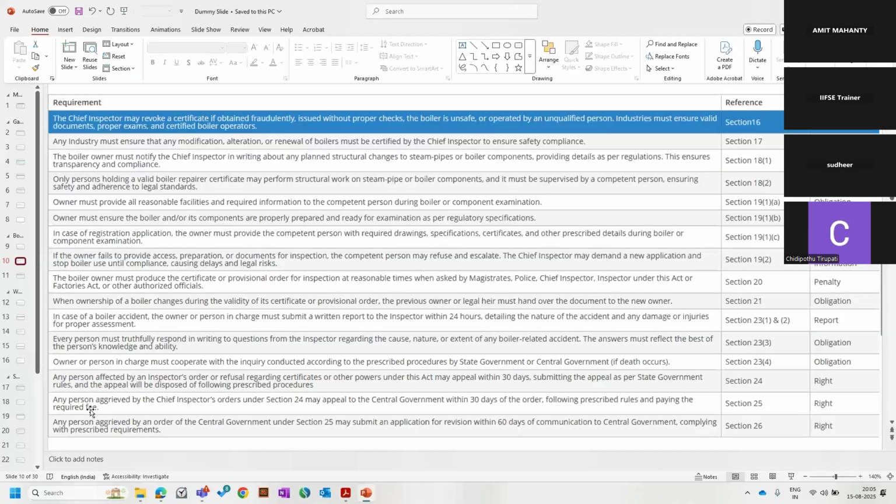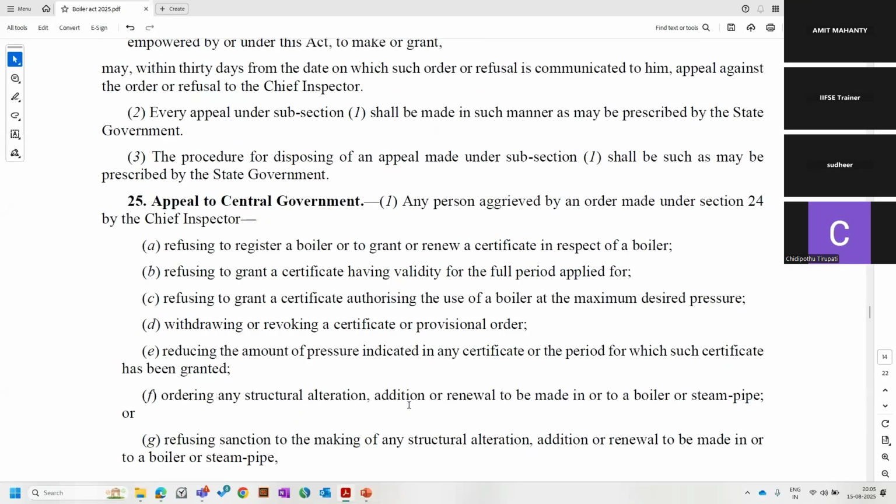Then any person aggrieved by the chief inspector's order under section 24 may appeal to the central government within 30 days of the order, following prescribed rules and paying the required fee, which is section 25. So we can approach the central government also within 30 days of the order which we received.